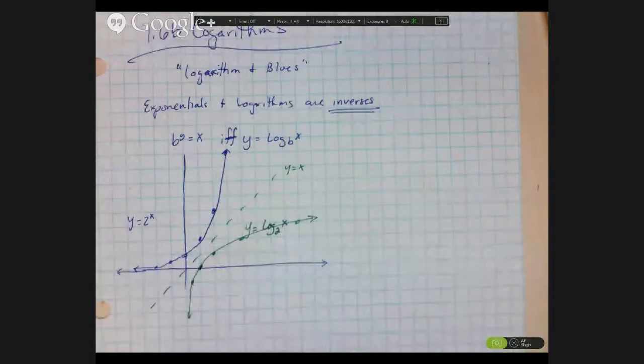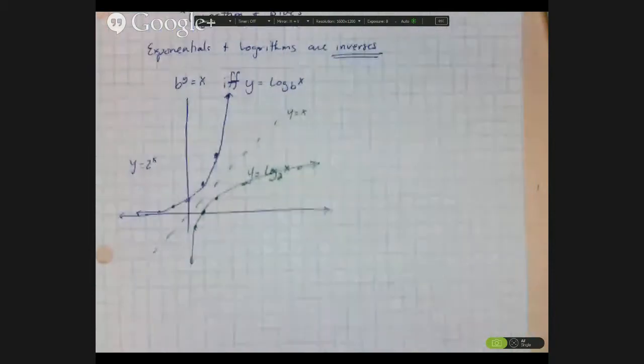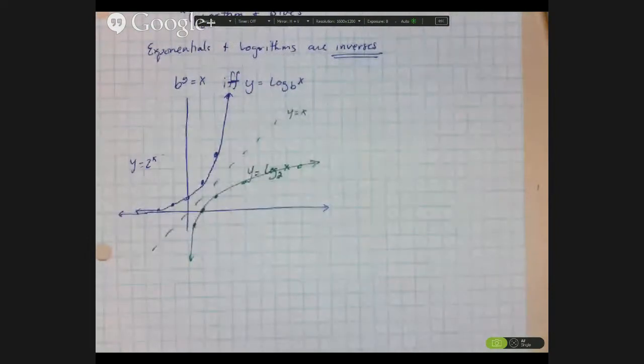So just be aware that those are inverses, and we can show it algebraically and we can show it graphically. Okay, this is going to become really handy when we're solving equations.